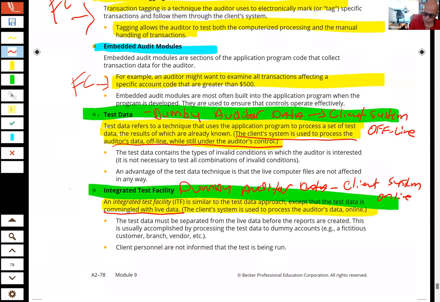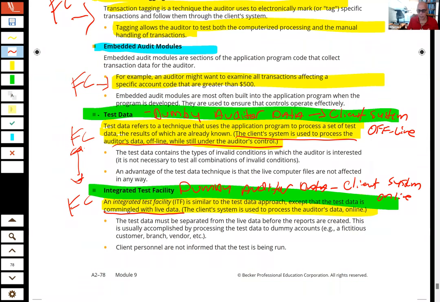Now, when you look at that, you can go ahead and prepare a flashcard that compares the two, if you want to, the difference between test data and integrated test facility. And the answer is one's done online, the other one's done offline. You look at that and you think, well, why would I ever use the test data approach when integrated test facility is going to give me a better picture of how the client staff interacts with data that comes through?